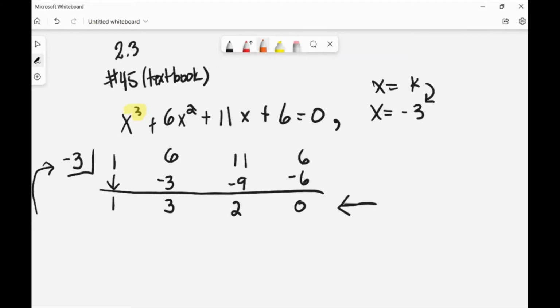All right. So this is 1. The 1 is the coefficient for what? X squared. Next, plus 3x. Next, plus 2. All right. So here's what we have so far.